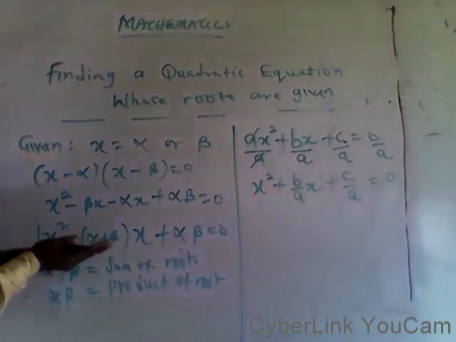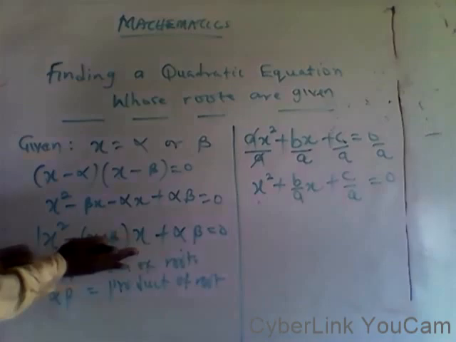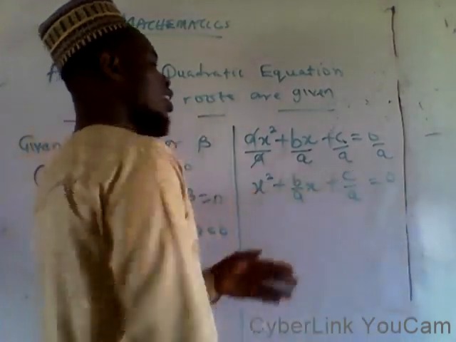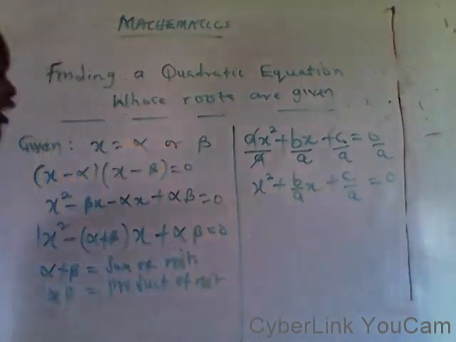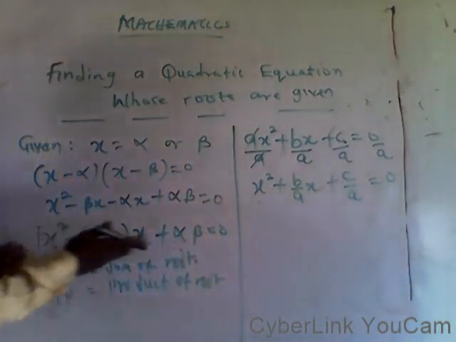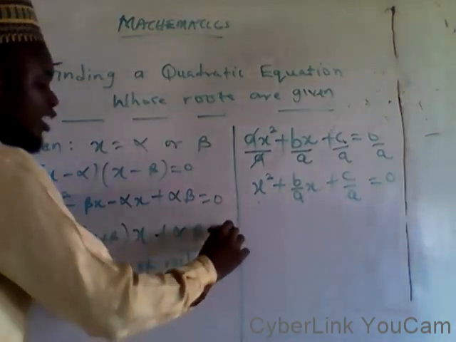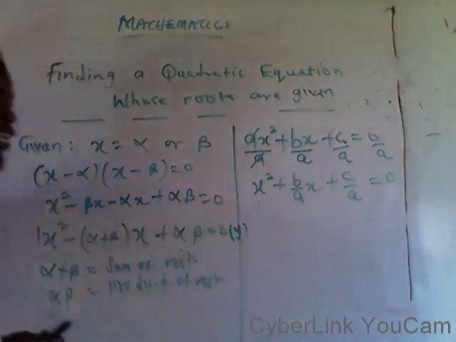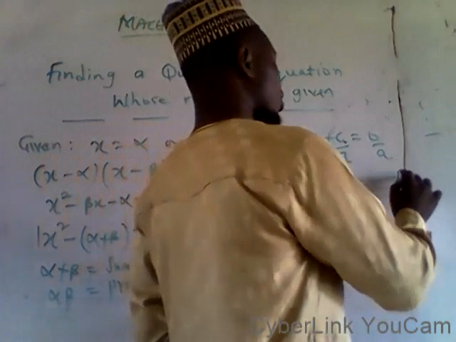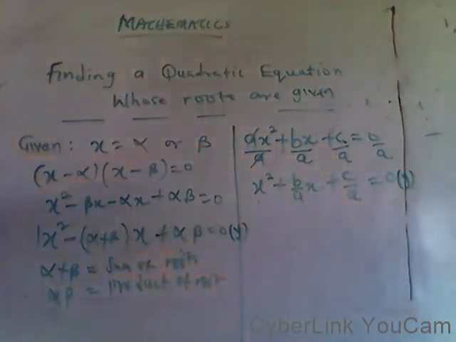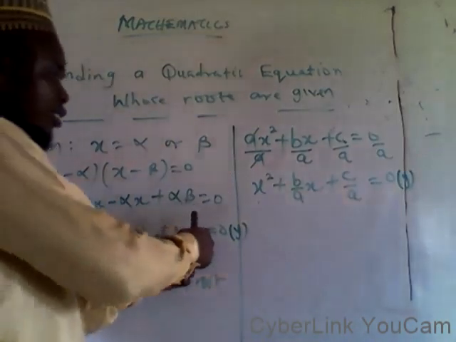This is a quadratic equation, right? This one is also a typical quadratic equation. Let's say that when you solve this, you get y. Let's say when you solve this as well, you also get y. You can now equate the two together. Let's equate this to this now.